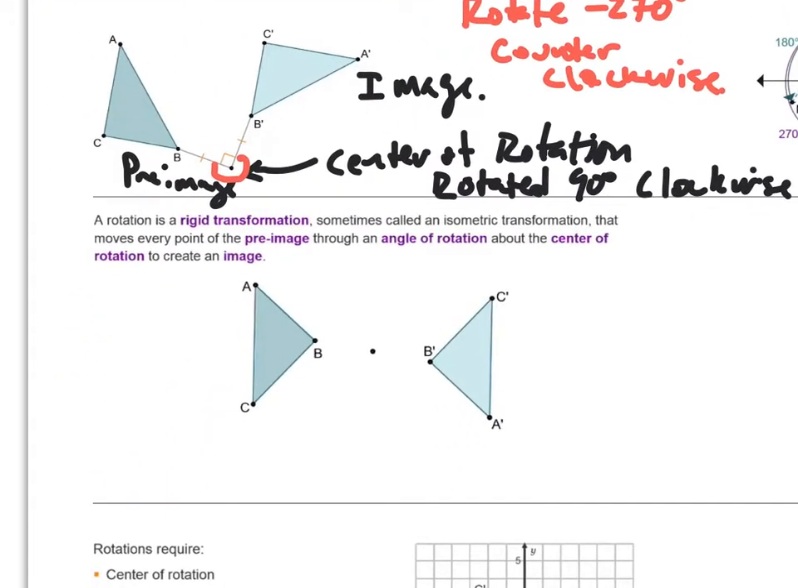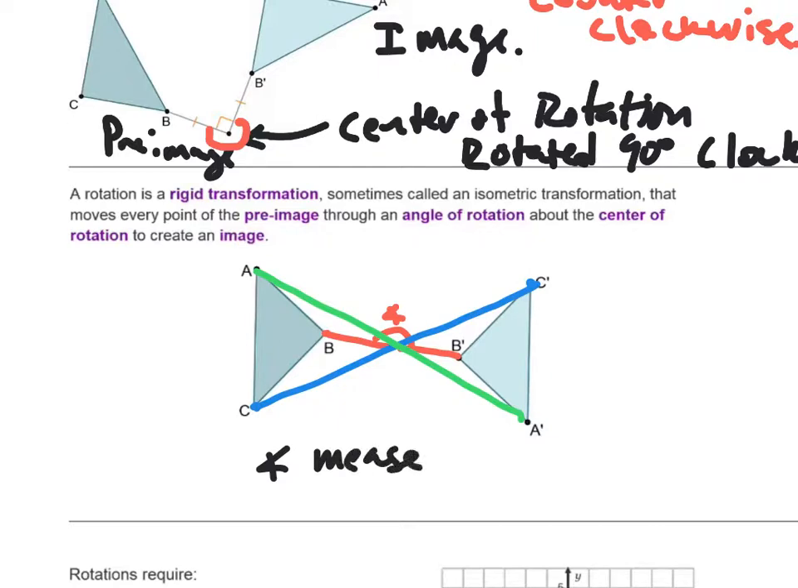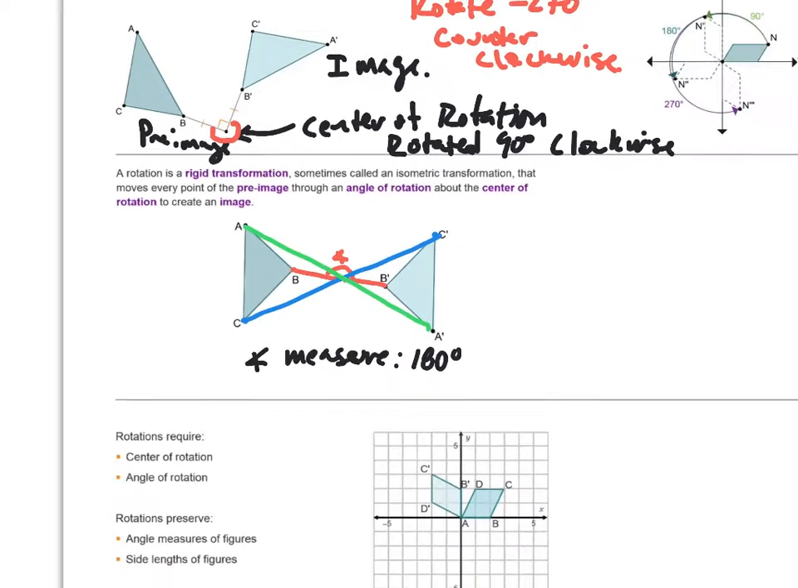So what I have is a rotation is a rigid transformation, sometimes called an isometric transformation, that moves every point of the pre-image through an angle of rotation about the center of rotation to create an image. What I know about this is, if I were to connect point B to the center of rotation and then connect that to B prime, then what angle measure is created? Same thing with C prime and C. If I connect a line through the center, what angle is created? Same thing here with A to A prime, going through that creates an angle measure. And the angle measure here was going to end up being 180 degrees. So that's the rotation that we were able to figure out.